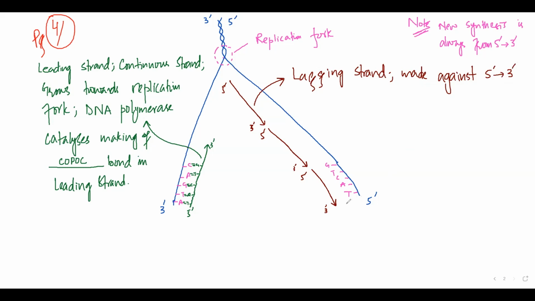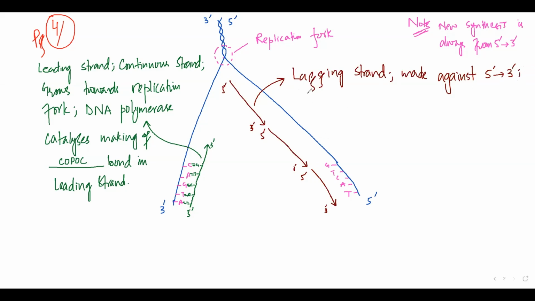Look, new synthesis is 5 to 3, right? What is being made goes from 5 to 3, not in the direction of the old strand's 5 to 3. Children, see, this one is 3 to 5, so against it will be made 5 to 3. It will be straight going up, but the next one on the right is 5 to 3, so you cannot have another 5 to 3 because two strands must be anti-parallel. So the one which is made against 5 prime to 3 prime is made in pieces. So lagging is the one which is made against 5 prime to 3 prime.